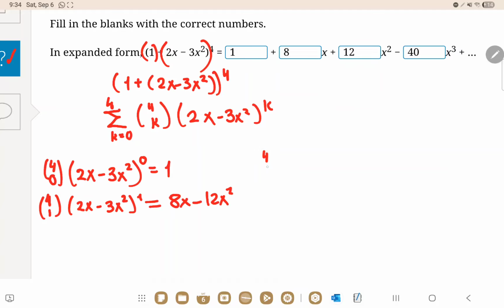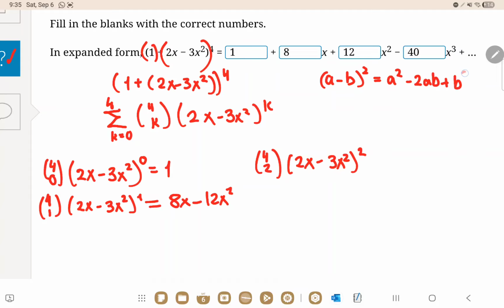Now we're gonna go on to 4 combination 2, which is 2x minus 3x squared power 2. Now we know that a minus b all squared is equal to a squared minus 2ab plus b squared. You could solve this by binomial theorem alone if you don't know it, but these are things we took in grade 9, so I'm assuming everyone hopefully still remembers them.